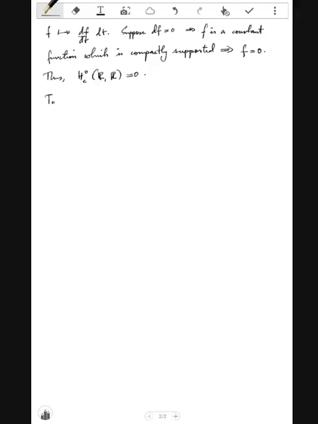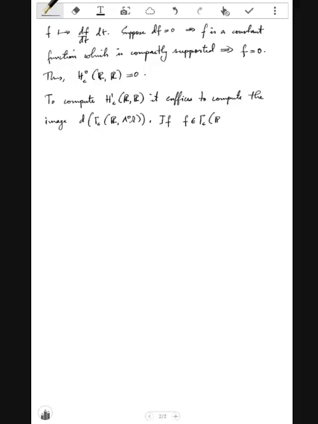To compute H1 C of R, it suffices to compute the image of D. The image D of, if f is a compactly supported function on R, then df by dt satisfies integral minus infinity to infinity df by dt is equal to 0.